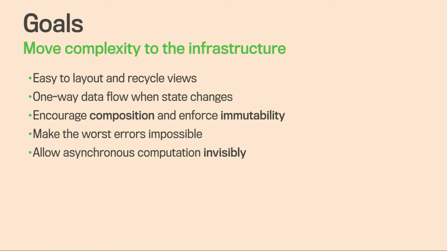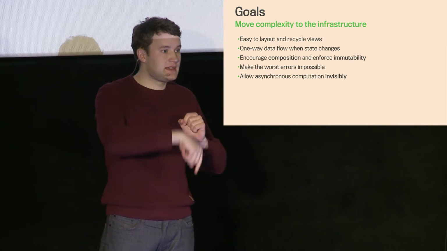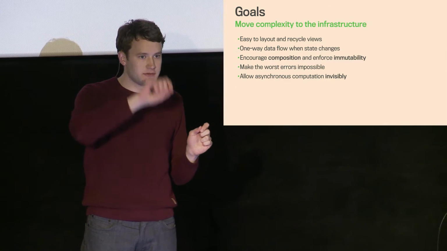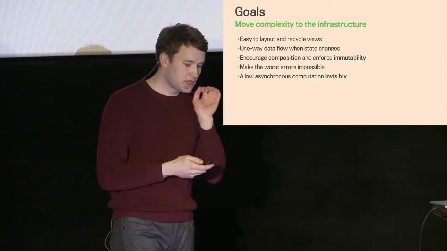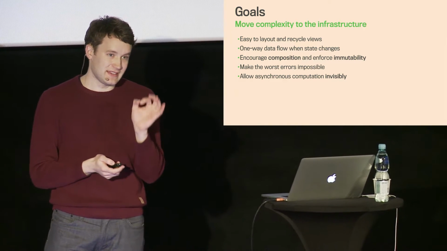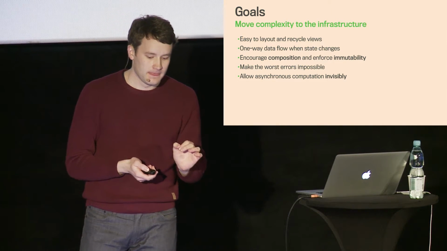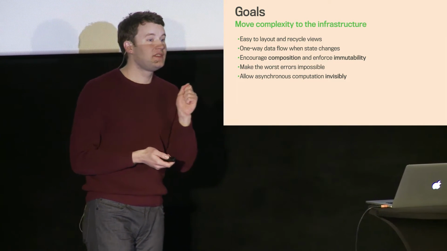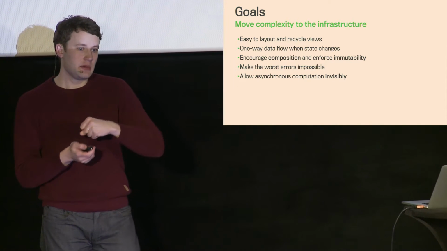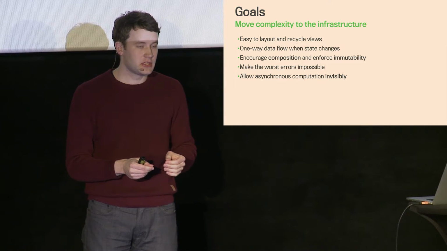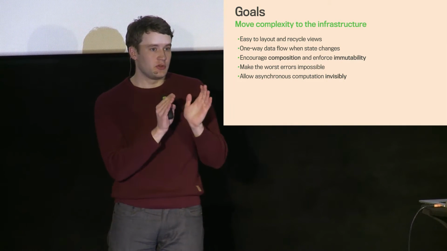So our goals were, we want to make it easy to lay out and recycle views because table view cell recycling is really important for performance. We want one-way data flow. We don't want all those arrows flying every which way. We want it to be really easy to reason about how data flows through the system. We want to encourage composition. If I had one piece of advice, it's avoid subclassing at all costs. It makes it so hard to reason about the code. And we want to enable asynchronous computation. We want to be able to download 100 stories and pre-compute what they're going to look like and get them all ready to go off the main thread so that on the main thread we're doing almost no work.